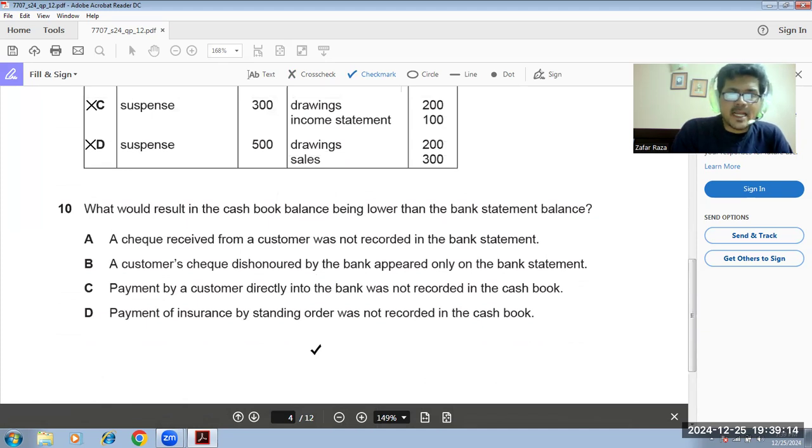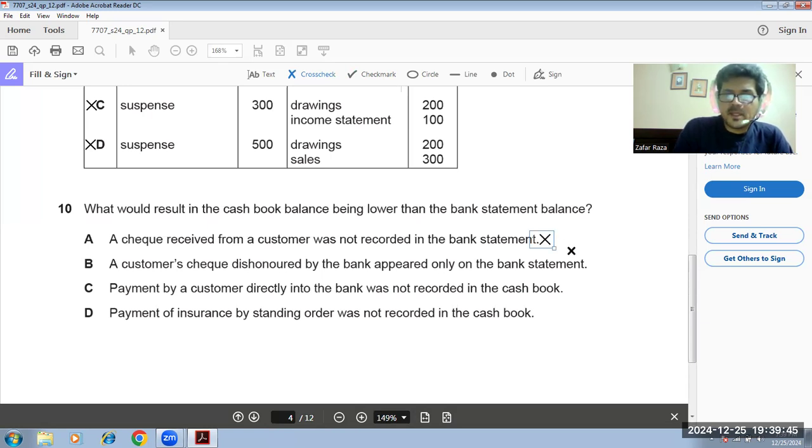What would result in the cash book balance being lower than the bank statement? A check received from a customer not recorded in the bank statement? No, because the cash book balance is lower than the bank statement. So if a check we have received, it is already entered into the cash book, not in the bank statement. It means this transaction A would increase the cash book, not the bank statement.